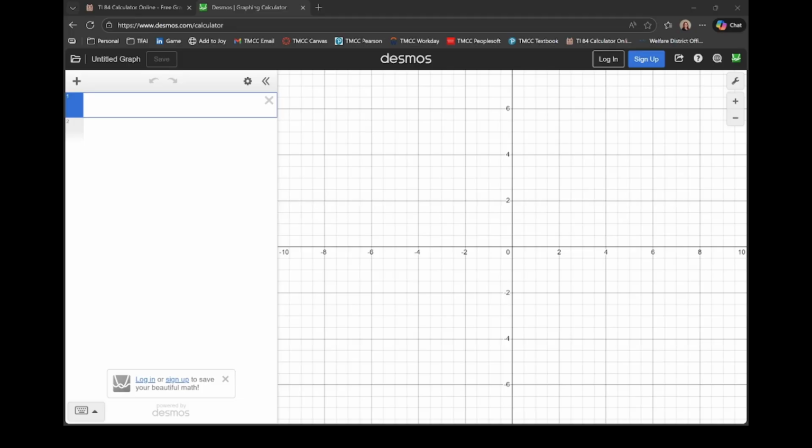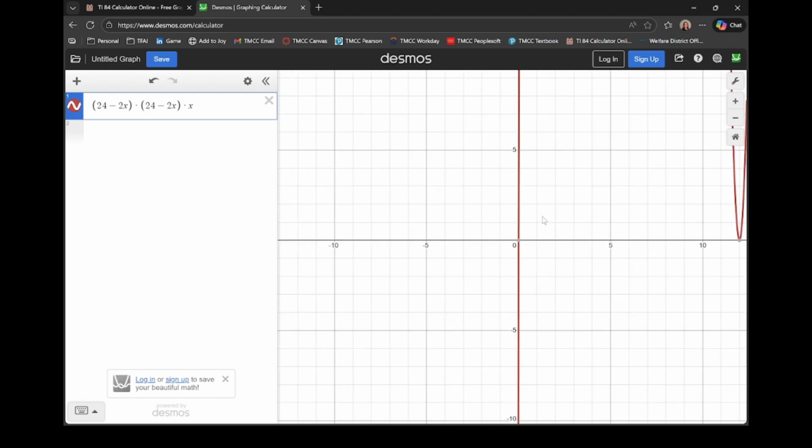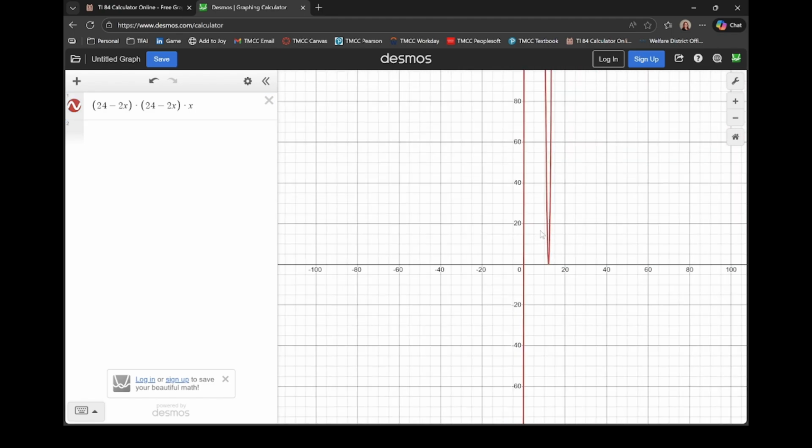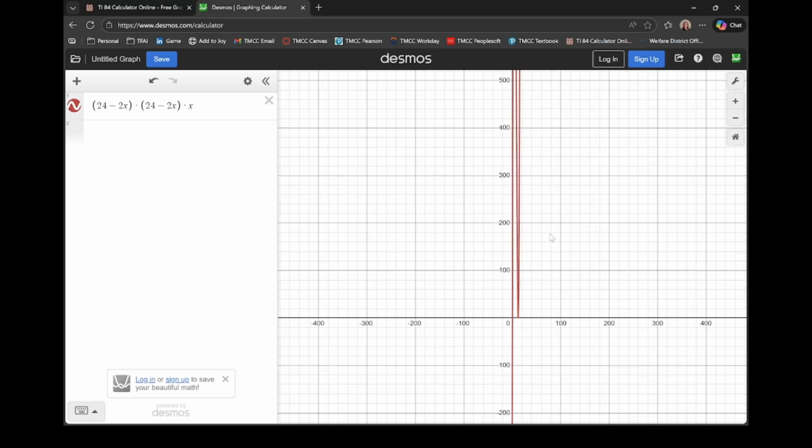We are going to graph 24 minus 2x times 24 minus 2x times x. And notice I don't have to solve this or simplify it. I can just type it in simply like this. And I'll zoom out a little bit. We can move around.